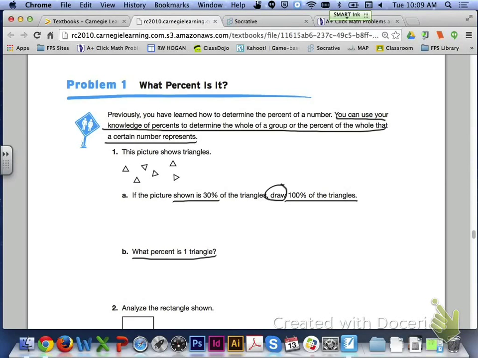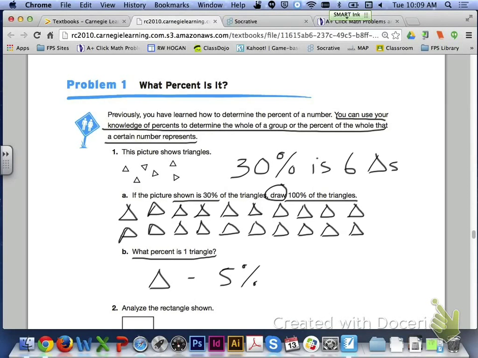It says this picture shows triangles. You can see that we have 6 of them here. Take a look at letter A. If the picture shown is 30% of the triangles, draw 100% of the triangles. Letter B asks, what percent is one triangle? Go ahead and do letter A and letter B for number 1.